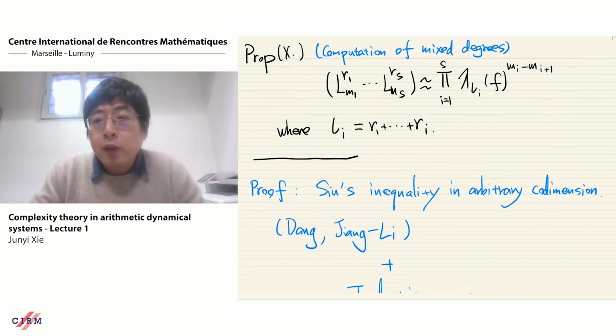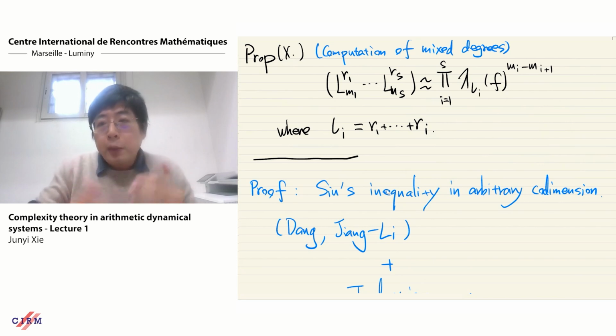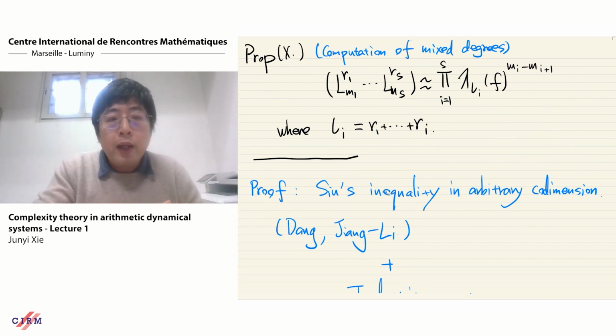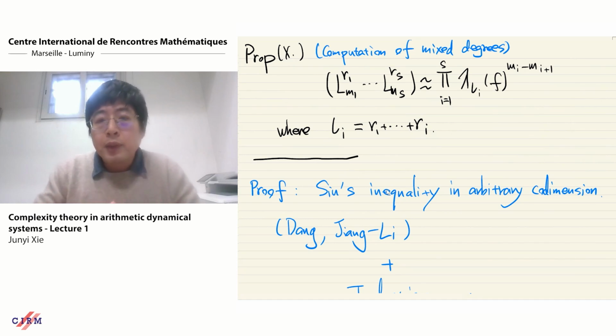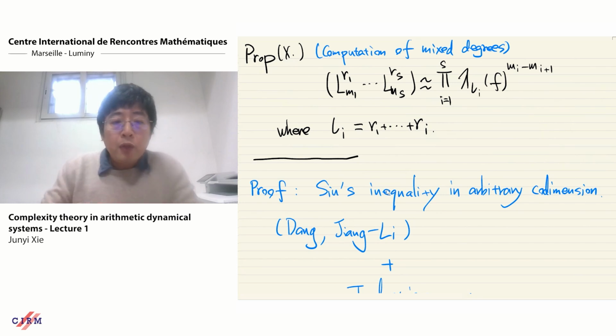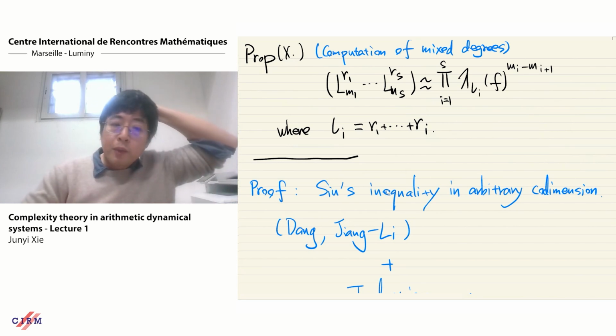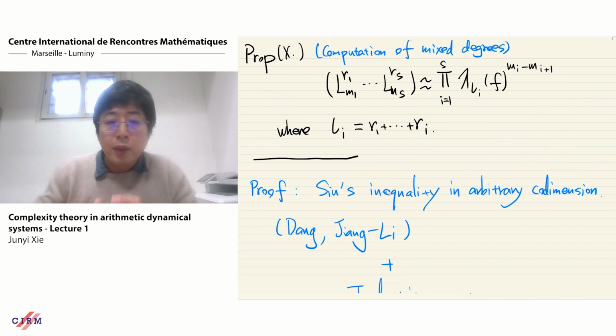Then you can get the following property. You can compute this mixed degree and show that the mixed degree L^{m_1, r_1}, ..., L^{m_s, r_s} is almost the product of some dynamical degrees, lambda_{L_i}(F)^{m_i - m_{i+1}}. Here this L_i is the sum from r_1 to r_i. And the computation is not so difficult. The proof is just by this Schur inequality plus some induction.